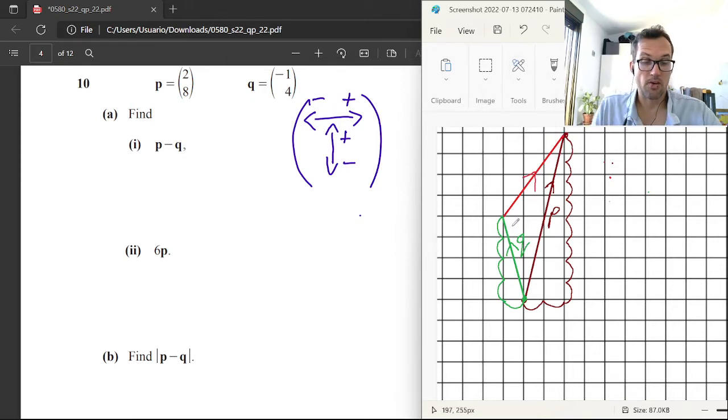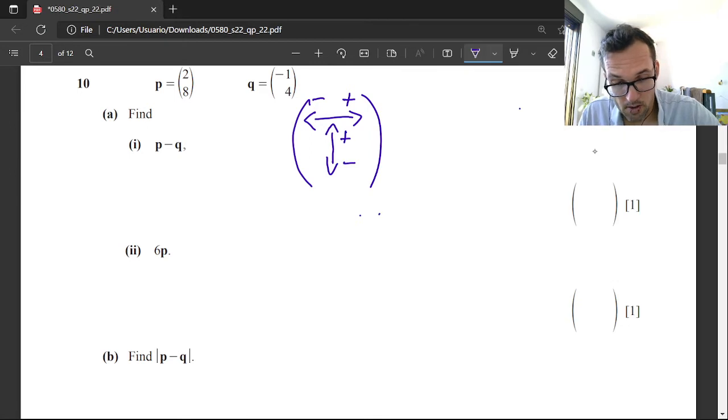If we add them, I would have added Q to the end of P. Okay, subtracting is the difference of where they're from. Now we can just count it here. So P minus Q will be that minus that. That is 1, 2, 3 to the right, and 1, 2, 3, 4 up. So that's the answer.